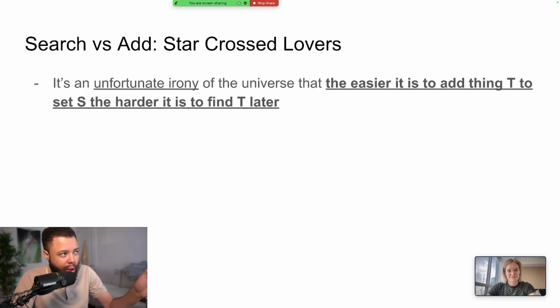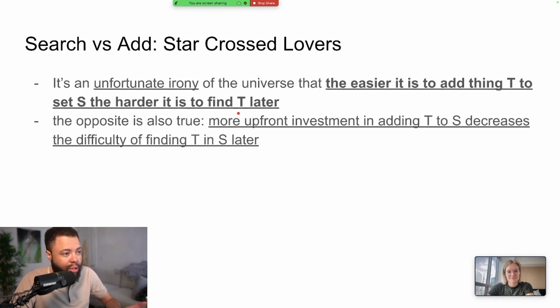So now let's talk a little bit about searching and adding, as it comes to our data. So you have a list of notes, whether that's journal pages, or documents at work, or emails to get through, whatever. There's an irony in how data is stored in both computers and brains: the easier it is to add something to a set, the harder it is to find that thing later. The opposite is also true. If you have much more upfront investment in adding something to a list, the difficulty of finding it later goes down quite significantly.